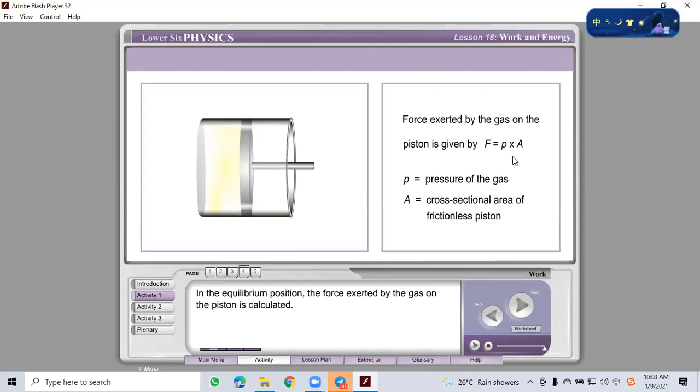This formula comes from pressure equals force over cross-sectional area. Cross-sectional area means the area of the surface of the cylinder, or the area of the piston.